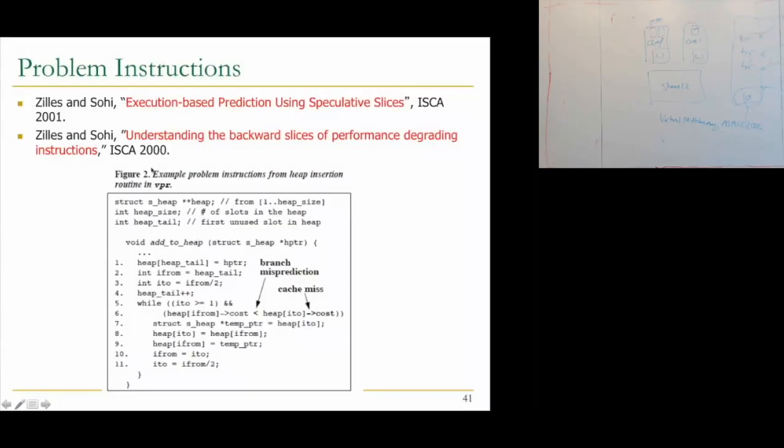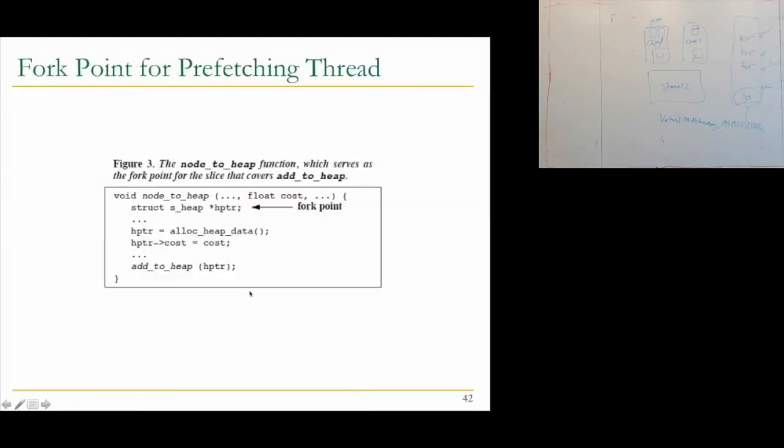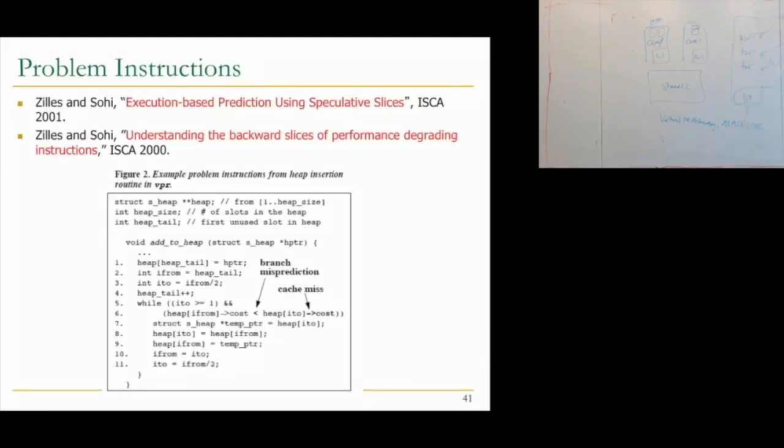This is another example from one other SPEC 2000 program, which is VPR, Virtual Place and Route. The basic idea, this is one of the loops over here, and it turns out this is a costly branch because it has lots of branch mispredictions, and this is a costly cache miss. Let's take a look at how you actually construct the thread. I'll just give you an example. I'll refer you to the papers for more details.